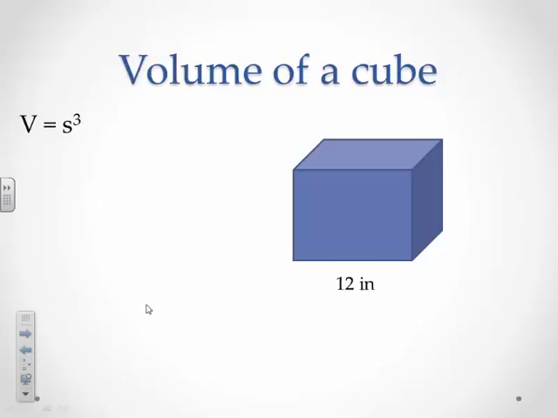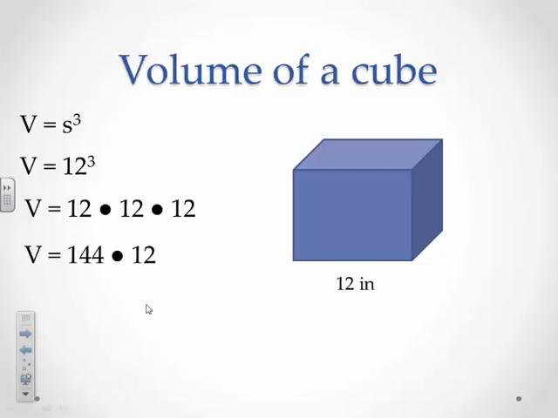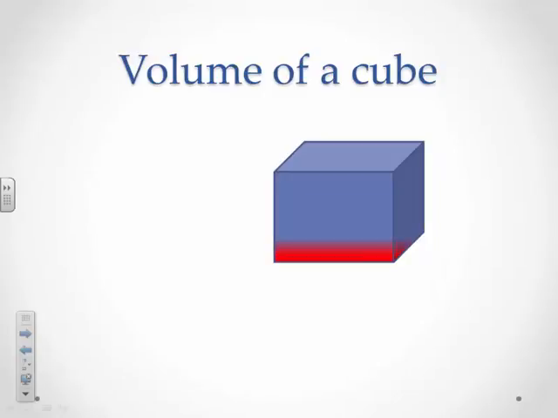So the next one on your notes looks like this. I'd like you to stop the video and try this one yourself. All right, so I substitute the 12 in. 12 times 12 times 12. If I do 12 squared, that's 144. And you should have done 144 times 12, and you get 1,728 cubic inches. All right, feel free to go back and check that with yours.